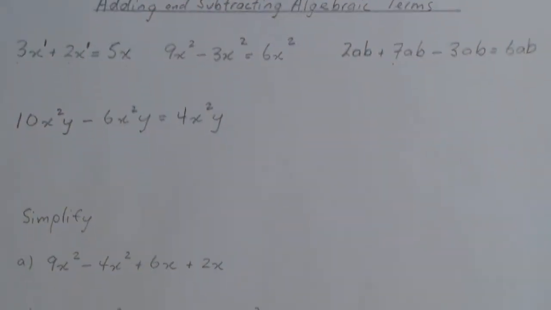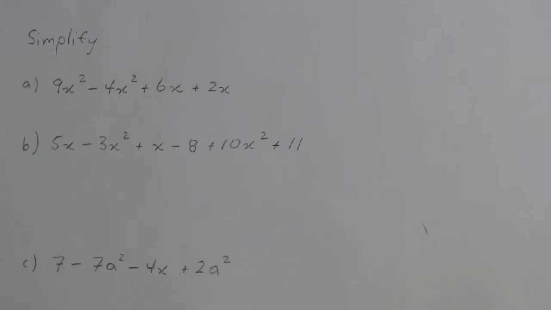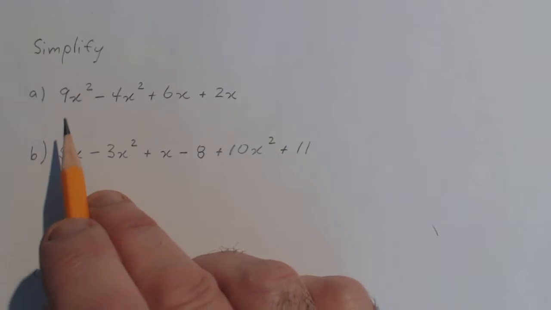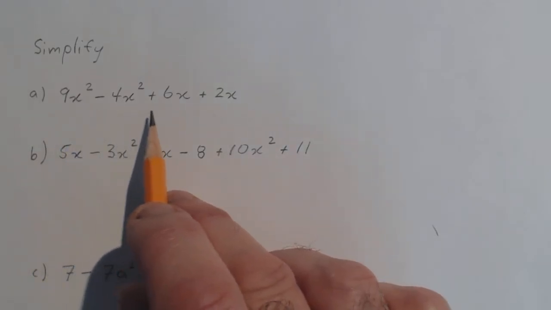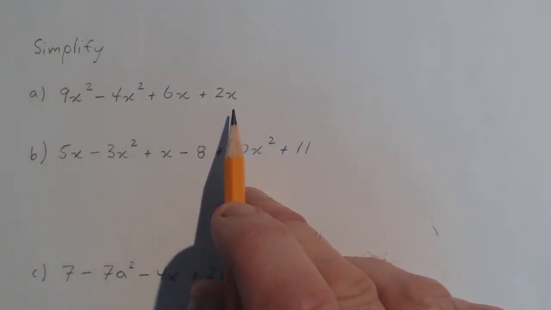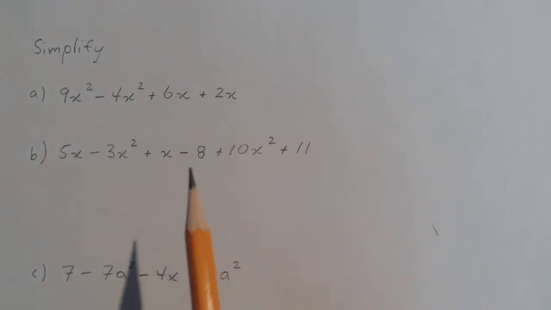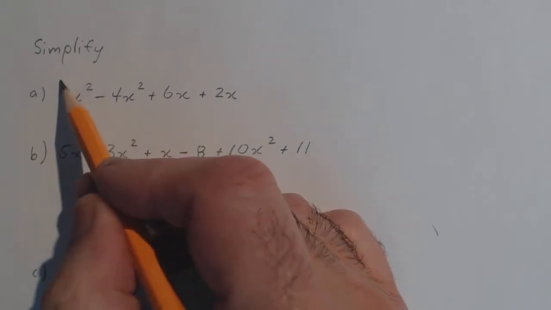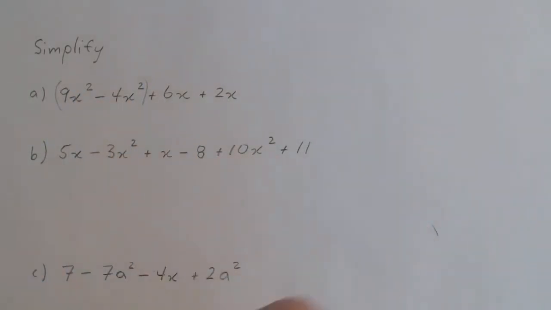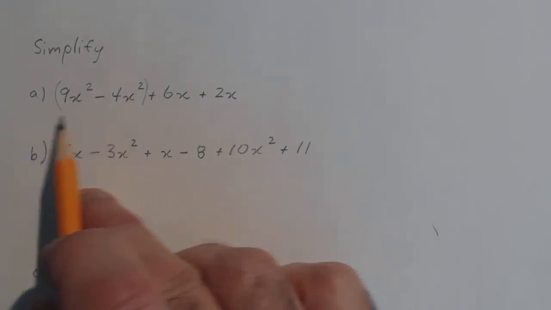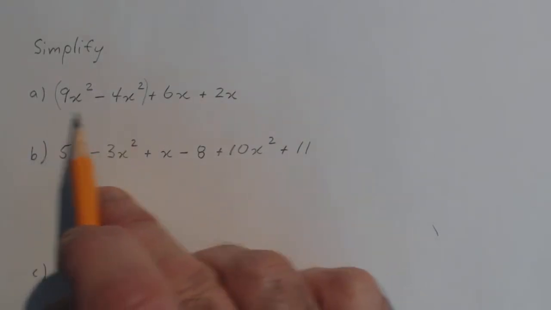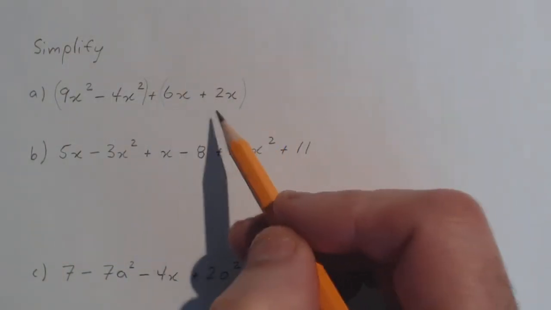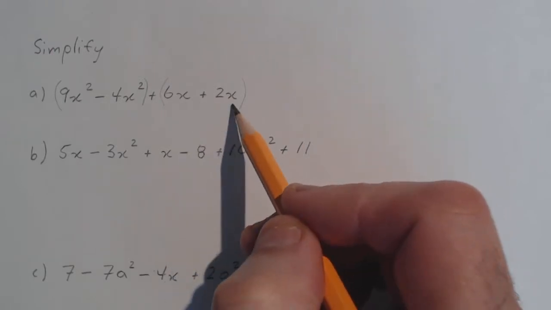So let's look at some more examples. We want to simplify these expressions. Now number A here, we have 9x squared minus 4x squared plus 6x plus 2x. Now let's isolate the terms which are like terms. As you can see, 9x squared minus 4x squared, they are like terms and they are already together. So we could just put a set of brackets around them to indicate we're going to collect these. Same with the 6x and the plus 2x, they are like terms as well, x and x.